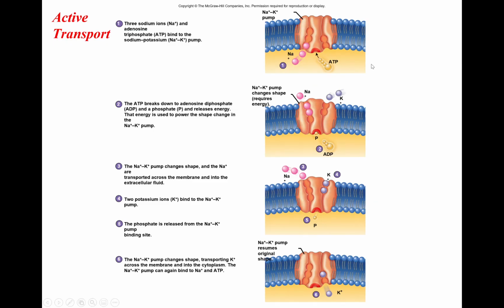Here's active transport, the sodium potassium pump. We'll talk about that when we discuss the nervous system later. But again, this is showing you it's going against the concentration gradient. It's taking it from low to a high concentration. So even though the sodium levels are low on the outside, it's still going to be pumping more in.